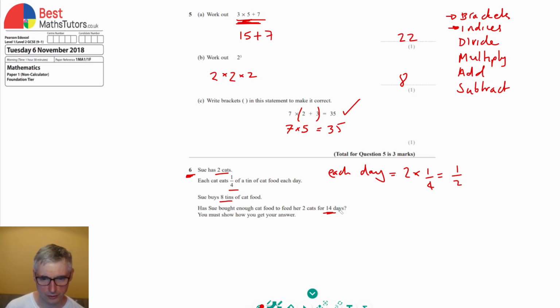And then because we're trying to feed them for 14 days, if we feed them half a tin every day for 14 days, that's going to give us a total of a half times 14. Well, if we take a half of 14, that's 7. So the cats need 7 tins for the 14 days, but she's bought 8 tins, so since she's got 8 tins, she has enough tins.